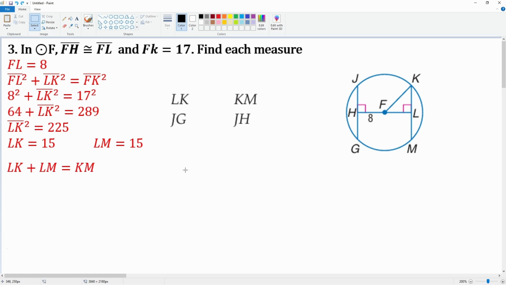If you add them together, you get the total of KM. So LK plus LM is KM. So 15 plus 15, that is 30. 30 is KM. Also notice KM and JM are also going to be congruent at 30.